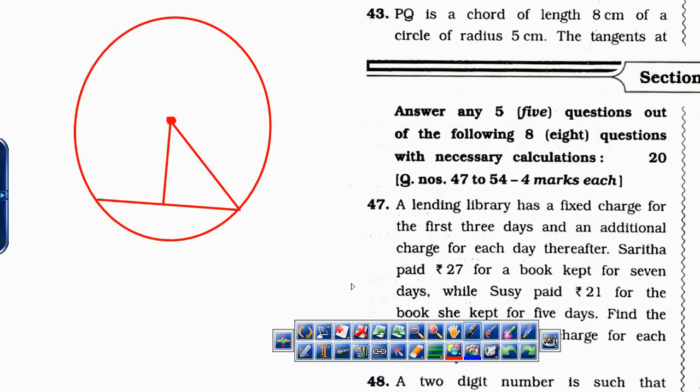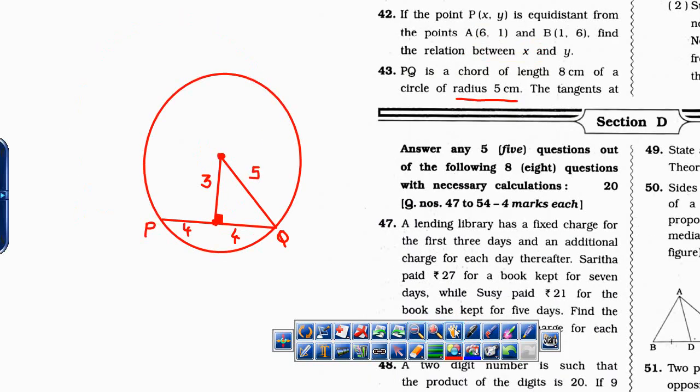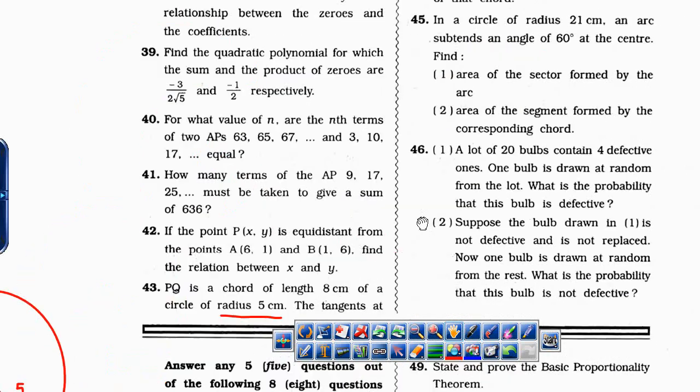PQ is the chord, not AB. So PQ is a chord of length 8 cm, but it is divided into two parts by default, 4 and 4, and this is 90 degrees. Radius 5, so this is 5. 5, 4, Pythagoras, this is 3. This is step 1. The question is still left, my friend.